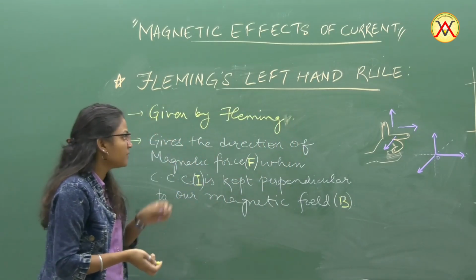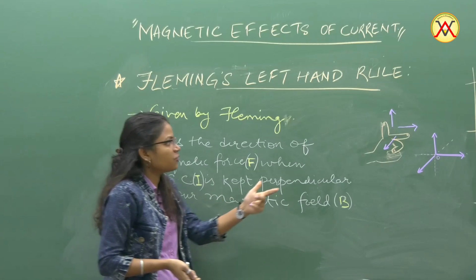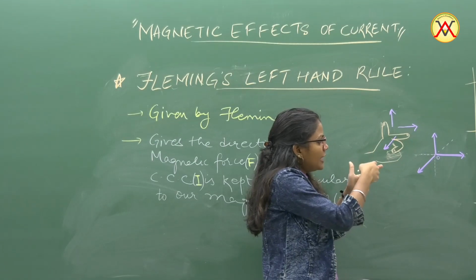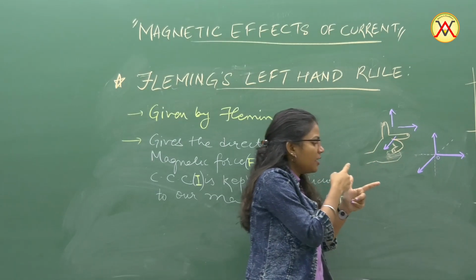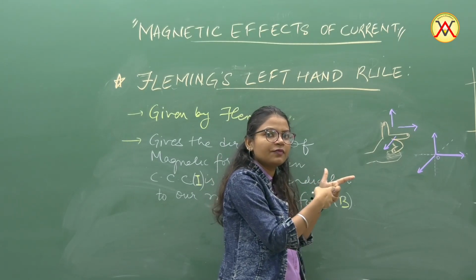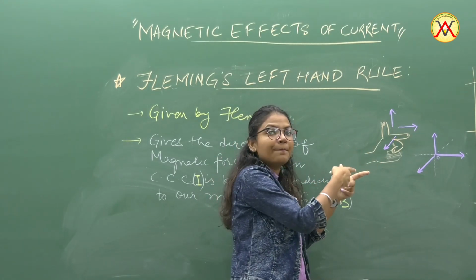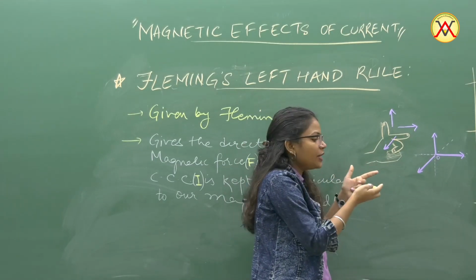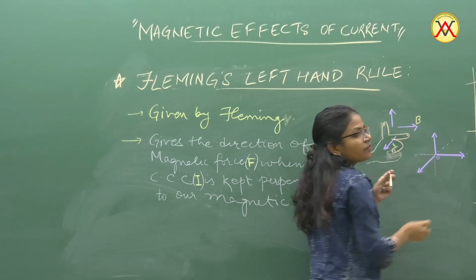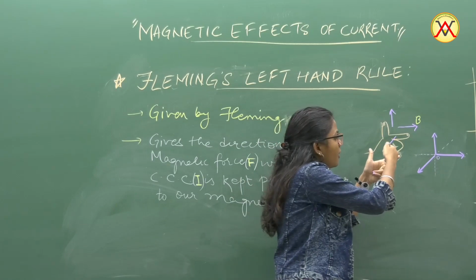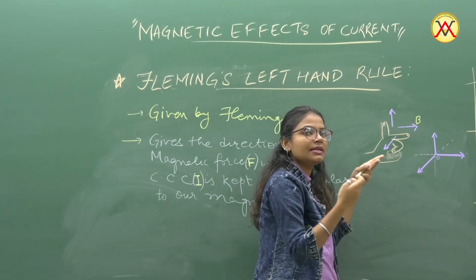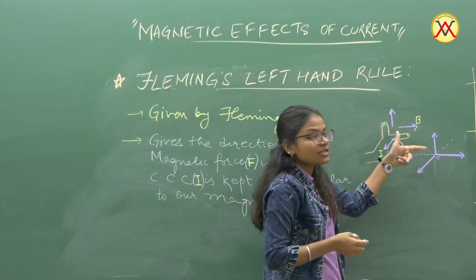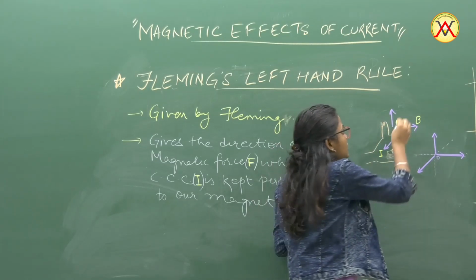Alright, now how are we going to use our Fleming's left hand rule? Just look over the diagram here. If we stretch our first three fingers, the thumb, our forefinger and our center finger, in such a way that each of them is perpendicular to each other, then when our forefinger points in the direction of the magnetic field, the center finger will be pointing towards the direction of current. After that, the direction of our thumb will give us our magnetic force.